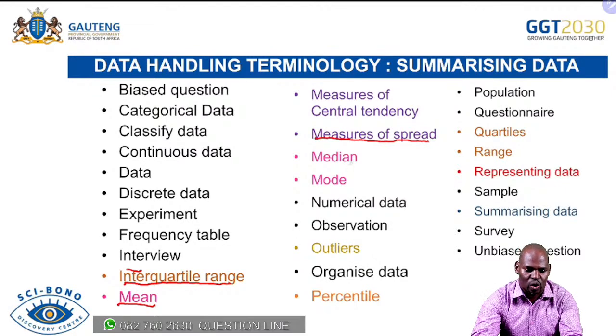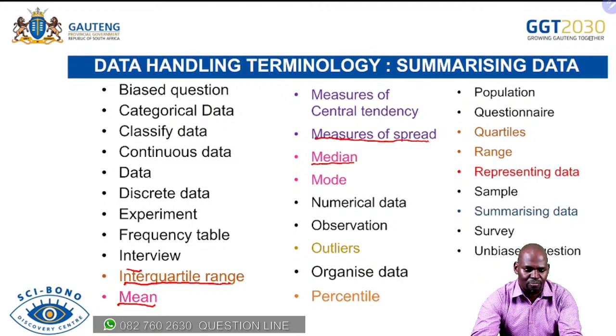Then the next one we've got is median. Now for median, it's the middlemost value. If you are given a list of values, it is the middlemost value in arranged data. So the data must be arranged. It's not just the middle number, but it's the middlemost number of arranged data.